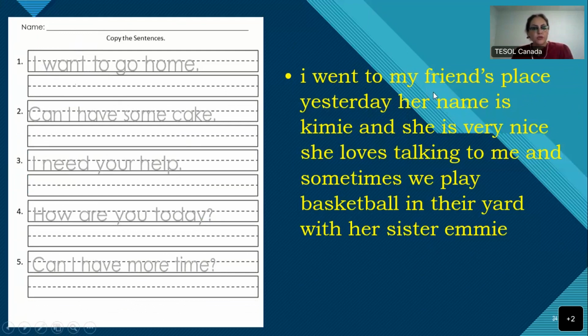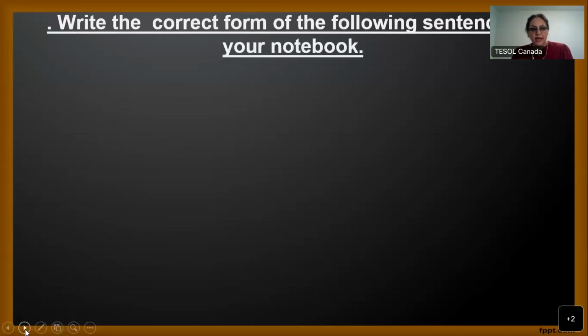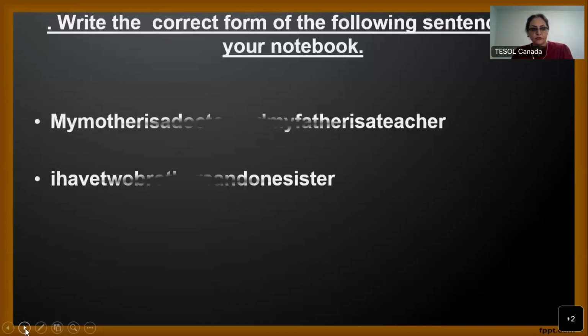So you're working on capitalization, how to use capital letters at the beginning of the sentence, and punctuation. I went to my friend's place yesterday, so there should be a period. Her name is Kimi, so capital H. This is another format. These are different activities for the while stage. You can even ask them to rewrite it again.